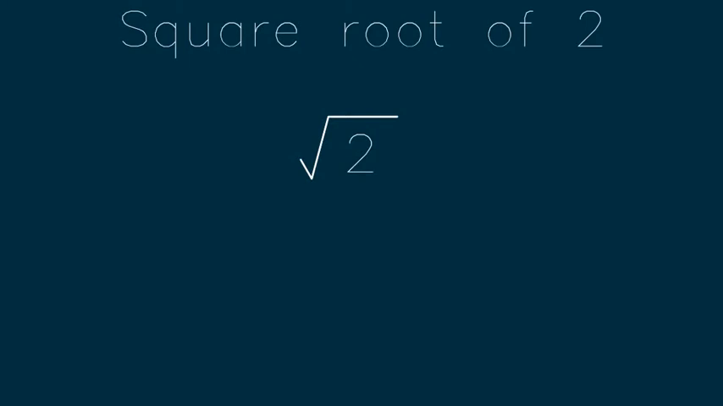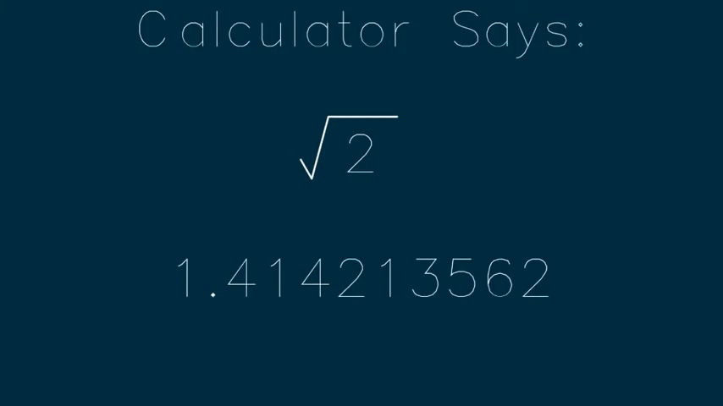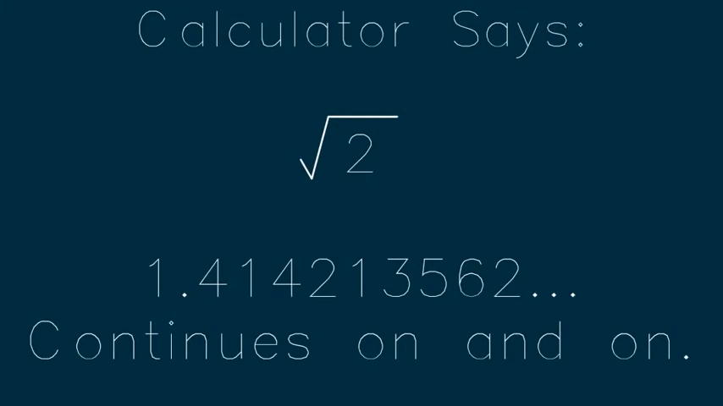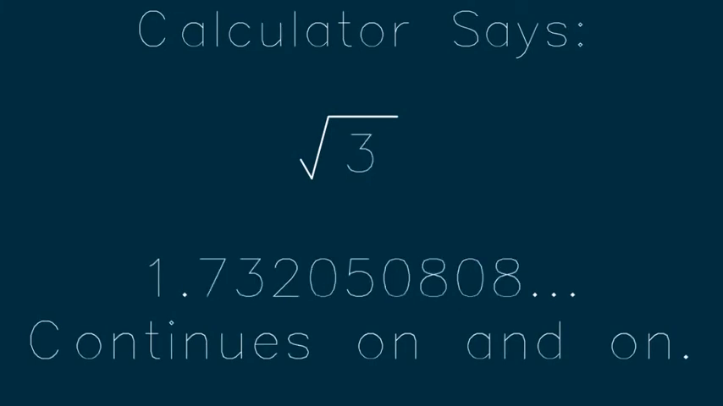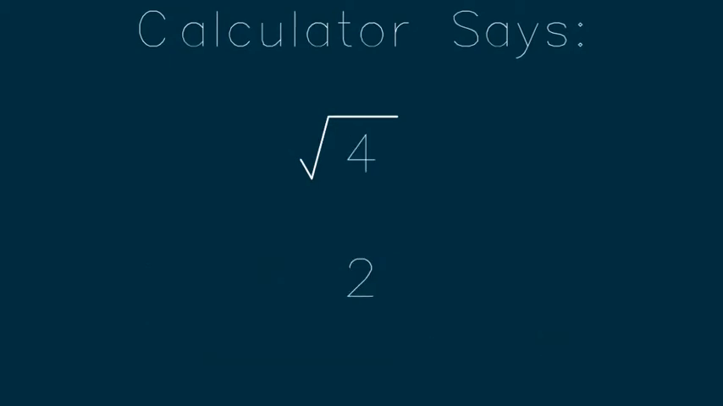Now let's take the example of square root of 2. Square root of 2 is not an actual number. It is an equation. It is something that you have to solve in order to get to the real number. The calculator gave me this number for under root 2, and this in fact continues on and on. Same thing with square root of 3. The calculator gave me this number, but this continues on and on, okay?